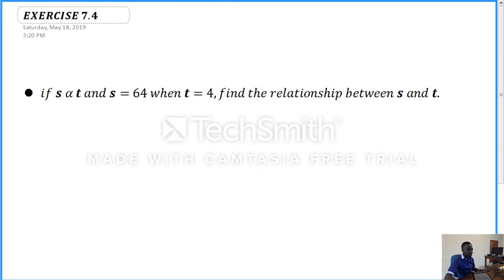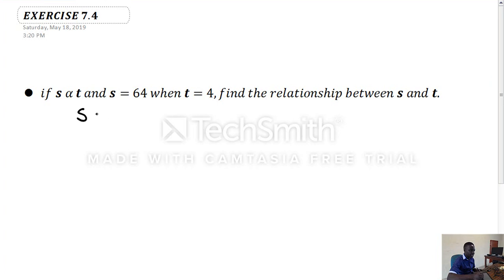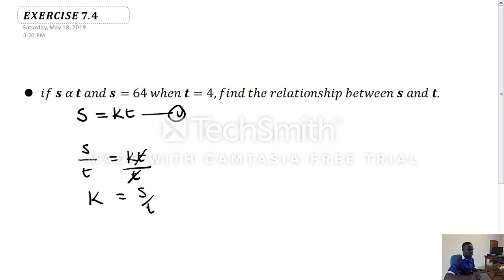This next example says x varies directly as t, and when x is equal to 64, when t is 4, we should find the relationship between x and t. We go straight ahead, that x is equal to kt. Make k the subject of the formula by dividing both sides by t. You have it that x over t is equal to kt over t, and t will cancel t, giving you k to be equal to x over t.